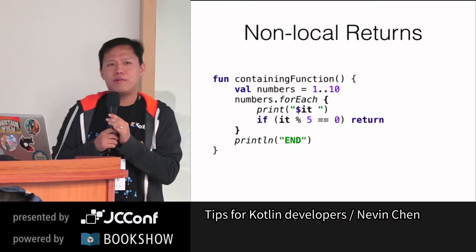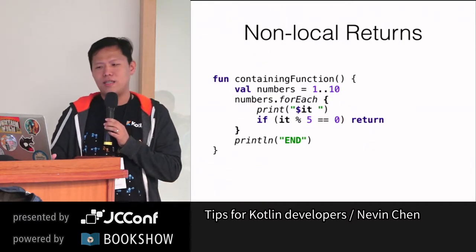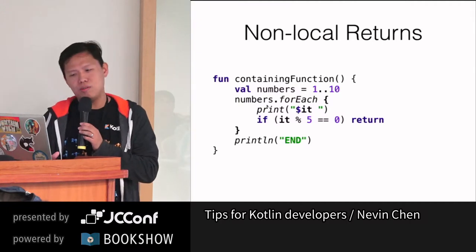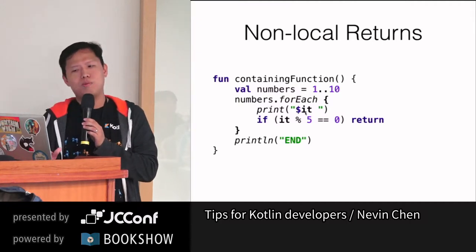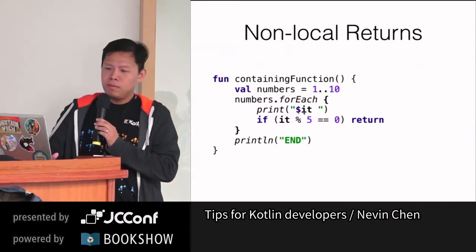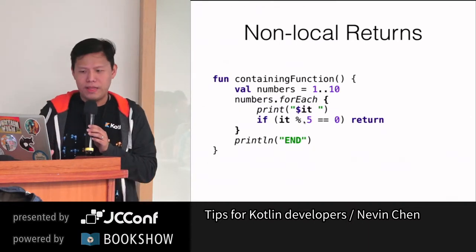Returns. I have a very difficult time dealing with lambda returns. This function here seems to be very simple. It's a range 1 to 10, and for each one from 1 to 10, I'll print it. It means the passing parameter. And if it is divisible by 5, then I will return.